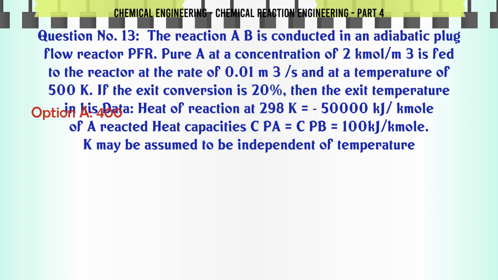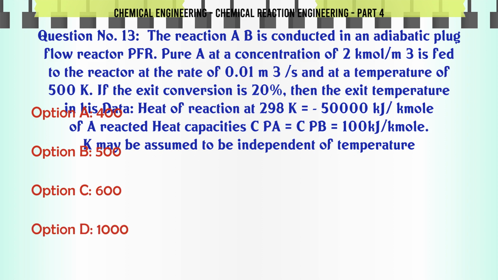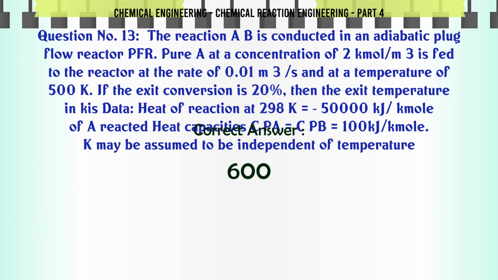The reaction A → B is conducted in an adiabatic plug flow reactor (PFR). Pure A at a concentration of 2 mol/m3 is fed to the reactor at the rate of 0.01 m3/s and at a temperature of 500 K. If the exit conversion is 20%, then the exit temperature in K is? Data: heat of reaction at 298 K is -50,000 kJ/mol of A reacted, heat capacities CPA = CPB = 100 kJ/mol.K may be assumed to be independent of temperature. A. 400, B. 500, C. 600, D. 1000. The correct answer is 600.